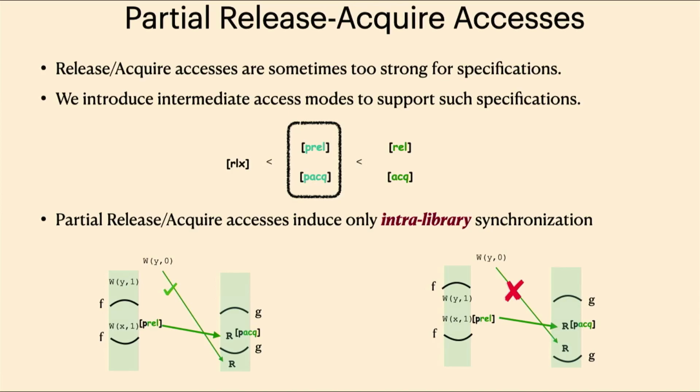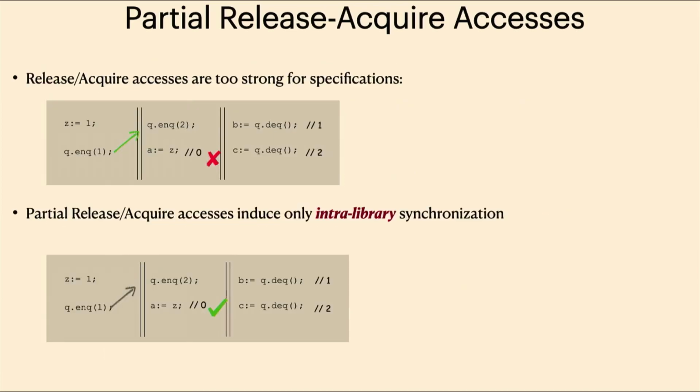Again, for detail, look into the paper. We actually have an implementation of a concurrent queue, and we have given a specification using this partial release acquire, and we also show a refinement. We give a proof of refinement with respect to an implementation which does not use any of this partial release acquire access, and which is based totally on weaker accesses.